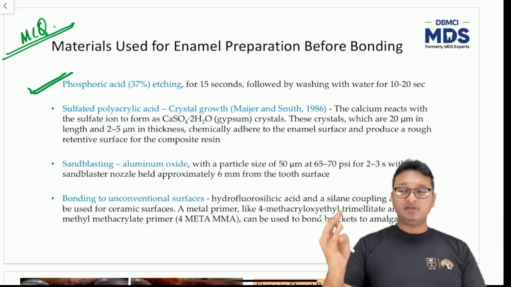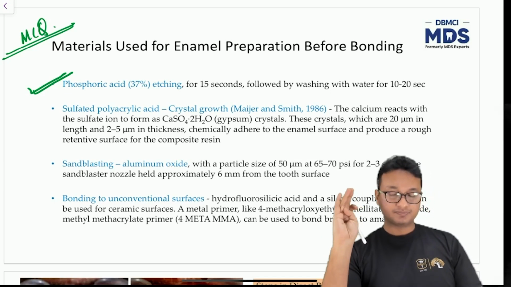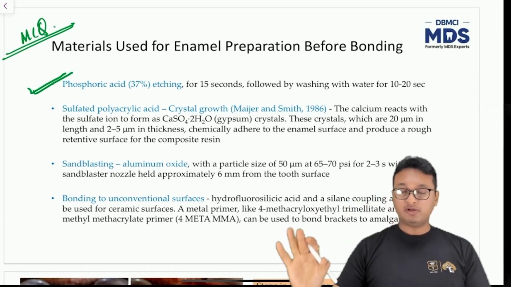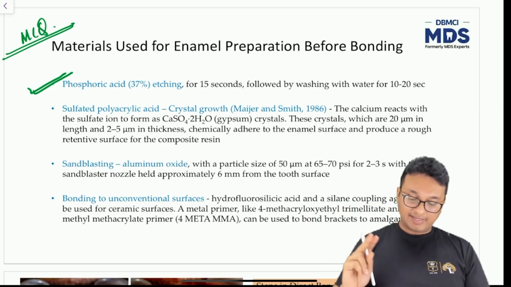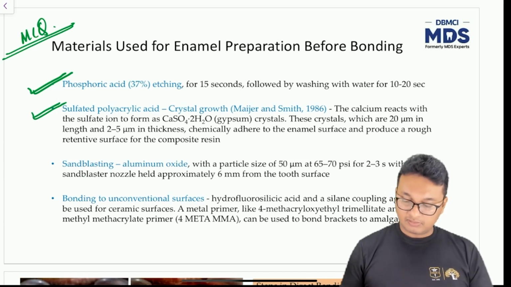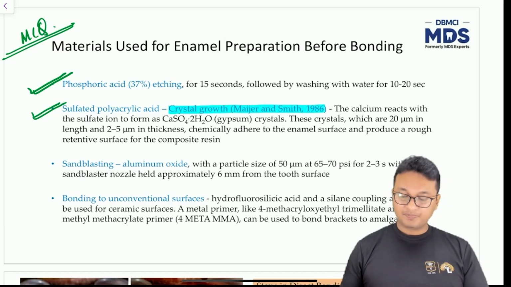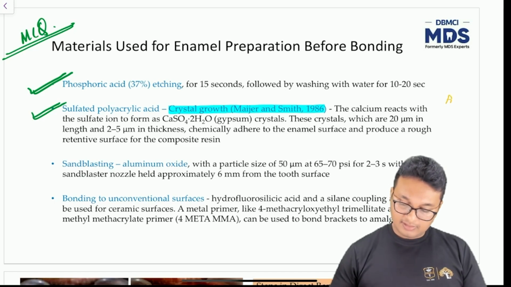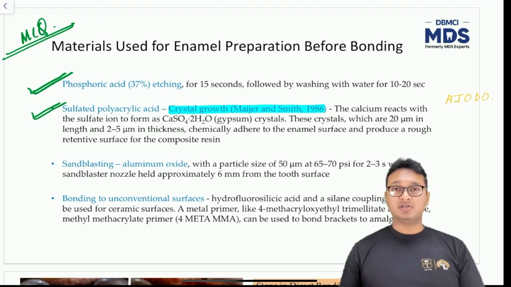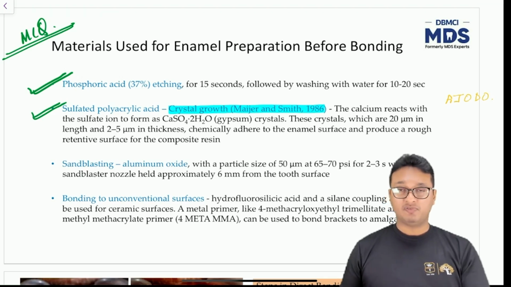We have got type 1, type 2, type 3, type 4 types of honeycomb pattern of the enamel. I'm not going to that detail. Then second option is we have got sulfated polyacrylic acid, and this process is known as crystal growth theory, which was given by Major and Smith in the year 1986 in an article published in American Journal of Orthodontics and Dentofacial Orthopedics. This is a peer-reviewed, highest impact factor, international journal in the specialty of orthodontics.